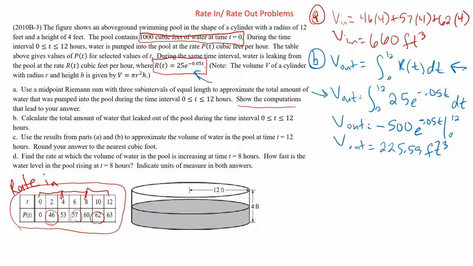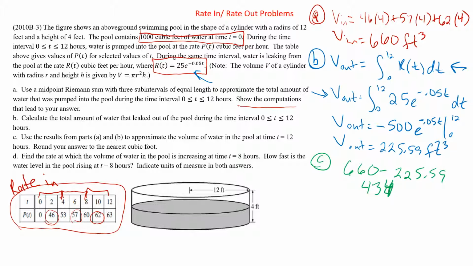And then part C: use the results from part A and B to approximate the volume of water in the pool at time t equals 12. Round your answers to the nearest cubic foot. So a lot of times what people will do is they'll just go, it's going to be 660 minus the 225.59, which is not wrong. We'd get 434.41, but we're going to round to the nearest foot. So 434 cubic feet.